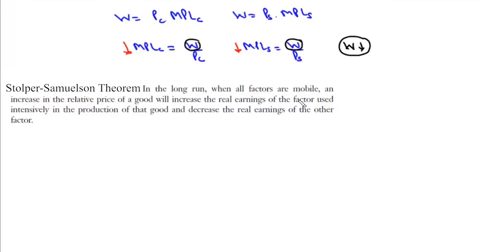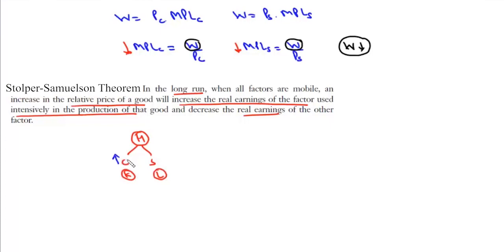So in the long run, when all factors are mobile within the industry, an increase in the relative price of a good will increase the real earning of the factor used intensively in the production of that good and decrease the real earning of the other factor. So in case of home, we have computers and shoes, and computers are capital intensive whereas shoes are labor intensive. When the relative price of computers goes up, then the real earning of capital goes up, whereas the real earning of labor goes down. And this theorem is called the Stolper-Samuelson theorem.